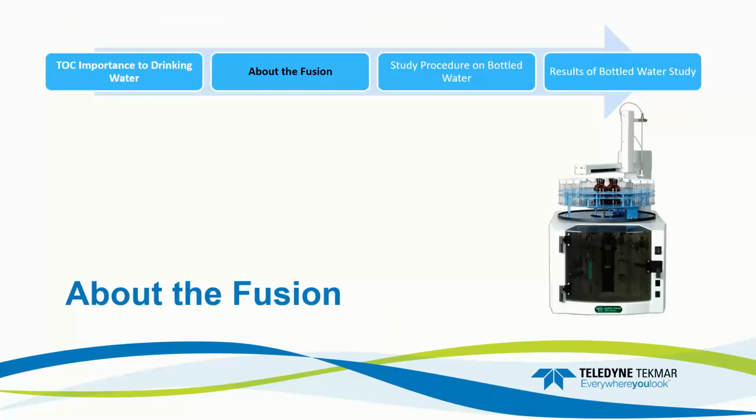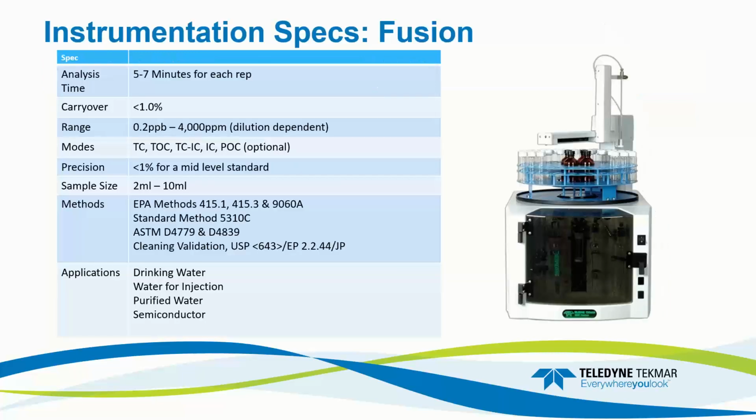So as we talk a little bit about this system, or this process, we ran it here on the Fusion. The Fusion is actually used for drinking water purposes. It comes with certain methodologies that we are compliant or standardized to, such as EPA methods, standard methods, and ASTM methods. This system is used for certain types of applications: drinking water, purified water, other types of clean water, and also pharmaceutical water if needed.